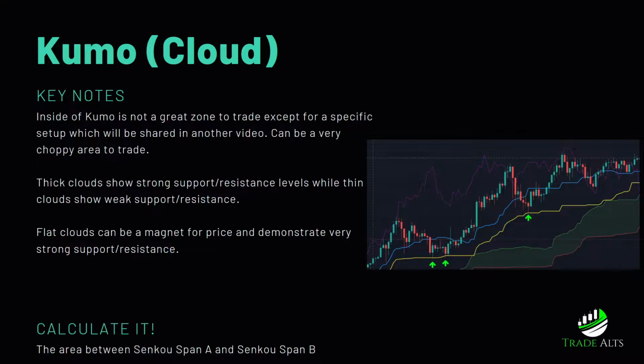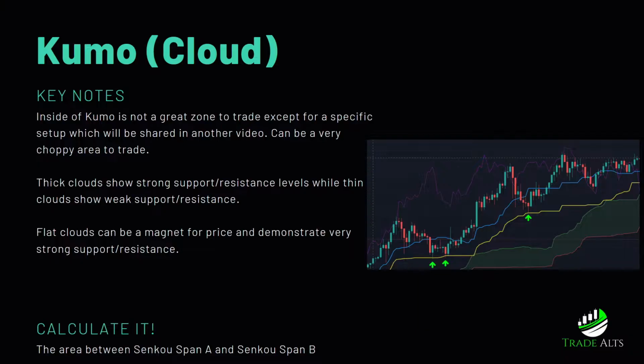And then finally, flat clouds can be a magnet for price, which, if you're familiar with the edge-to-edge setup, is the area that we look for as far as targets go. Part of the reason for that is that flat clouds often act as a magnet for price, and they're very strong levels. So when there's a noticeable area on the Kumo that is very flat, we tend to pay attention to where that is.